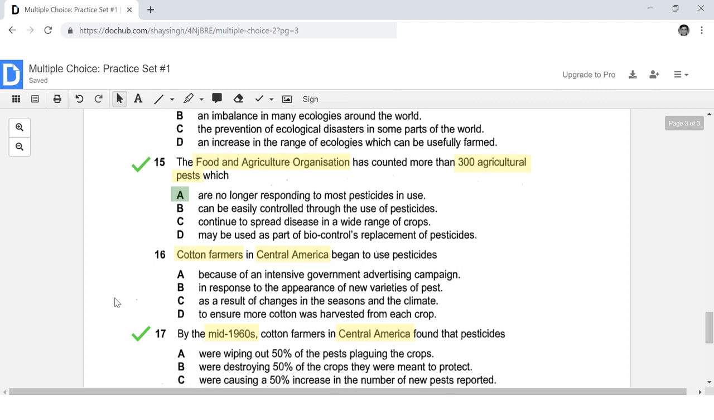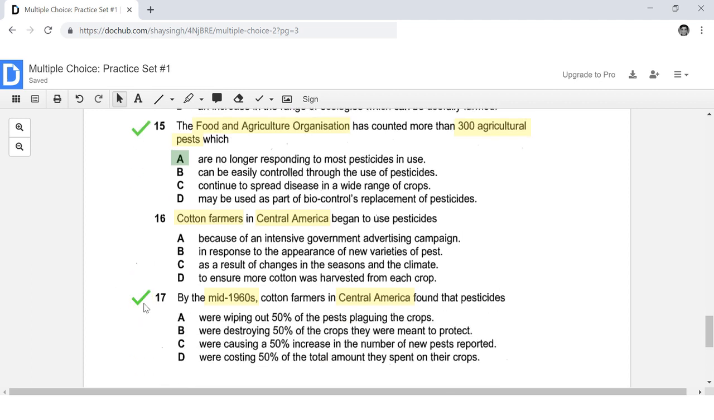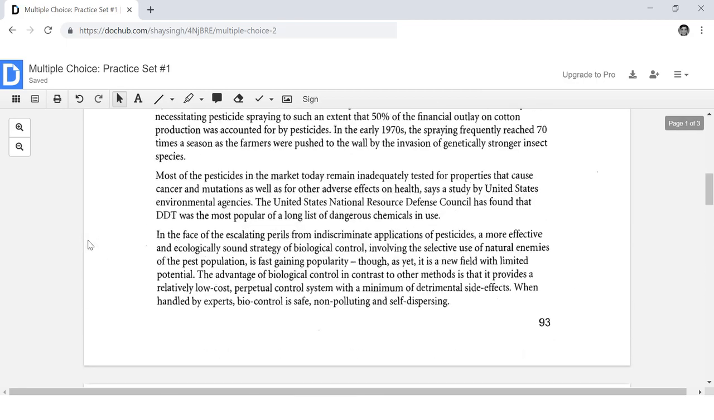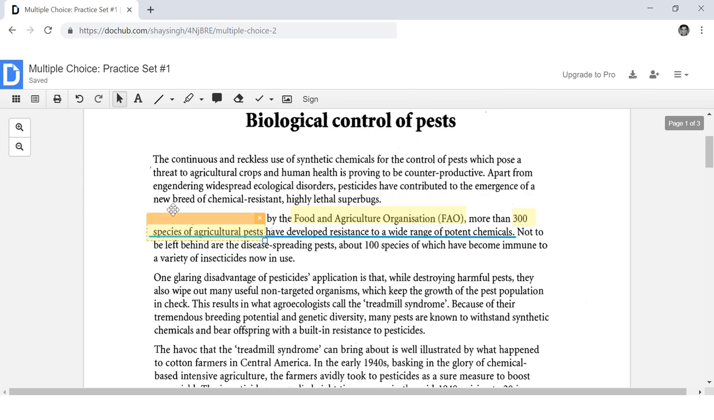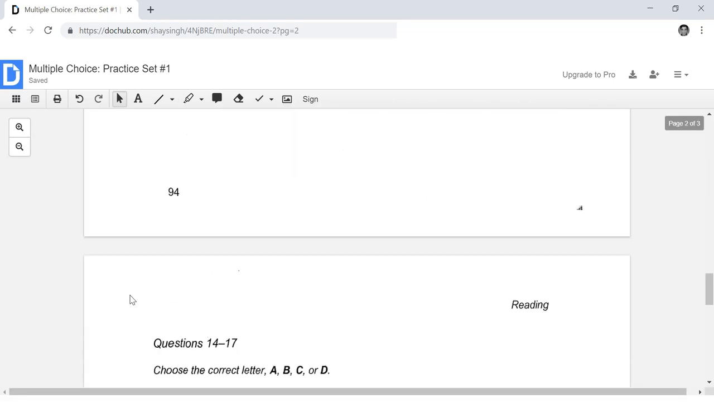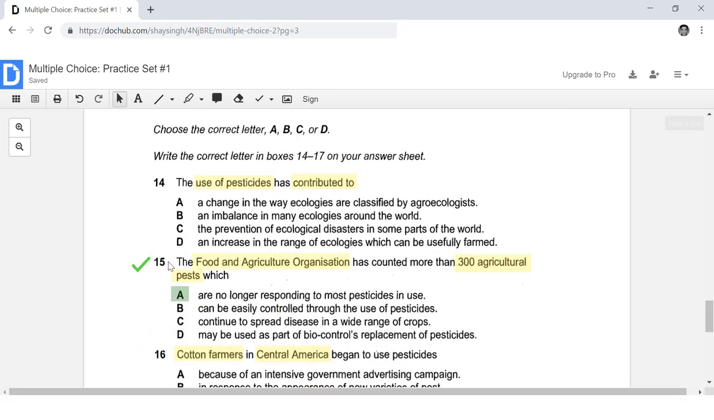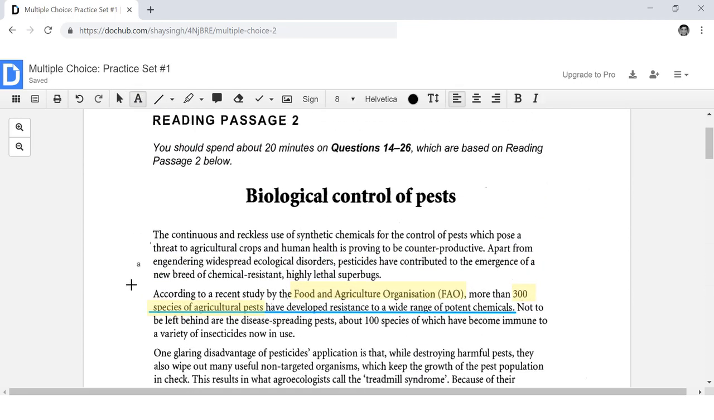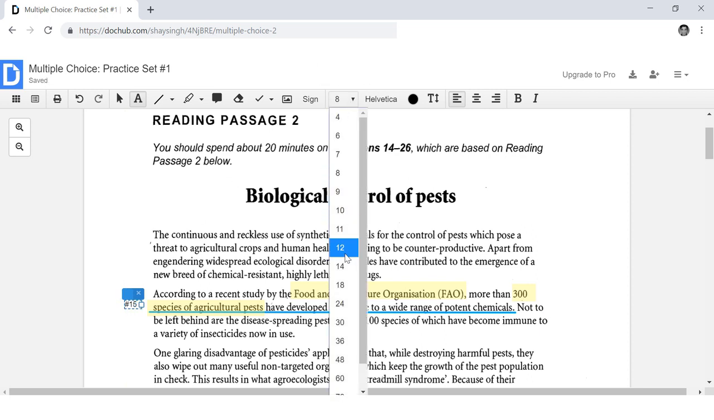Now let's move on to our next question, question number 17. So let's look for this keyword, mid-1960s, and then something about Central America, okay? So here we go, we left off here. By the way, I do want to put the number next to the matching sentence. So I found the answer to question number 15 right there. So I do want to put number 15 just so that I know where I'm going to find my other answers.